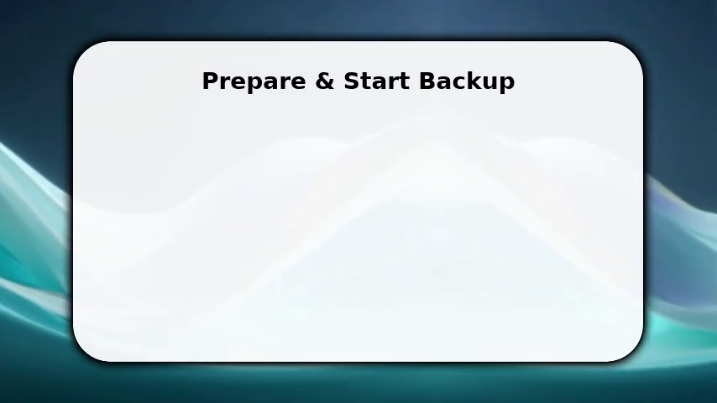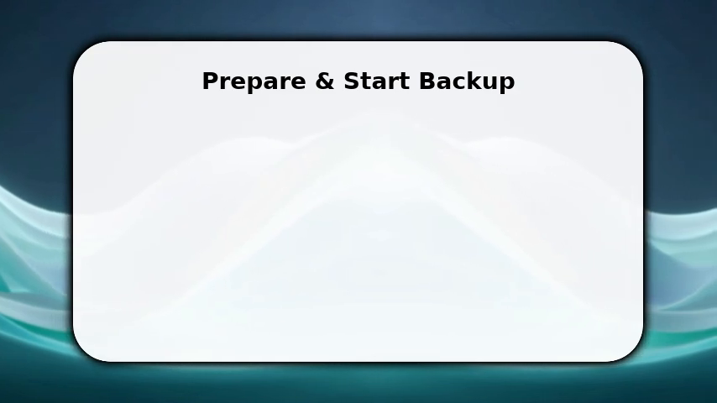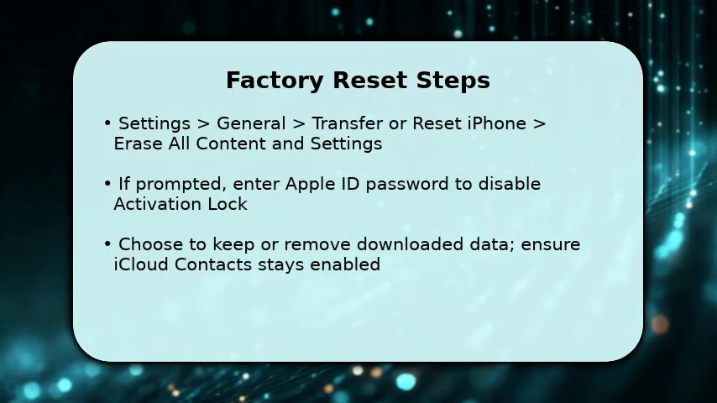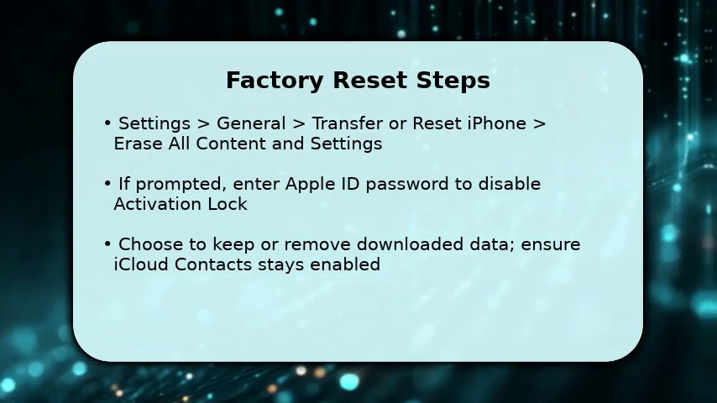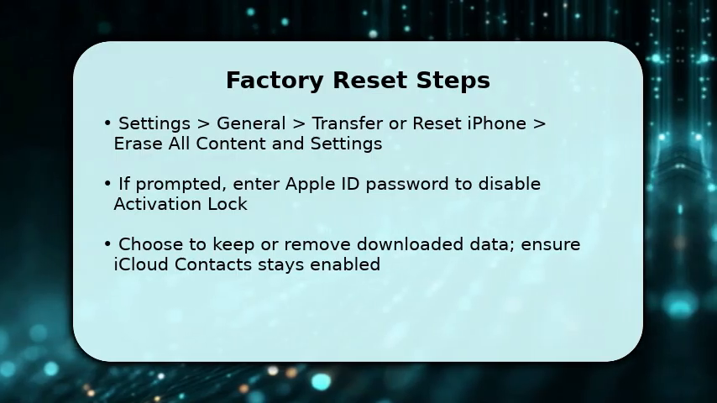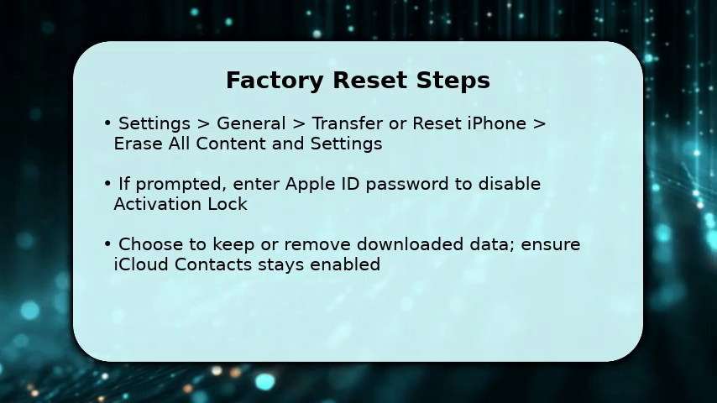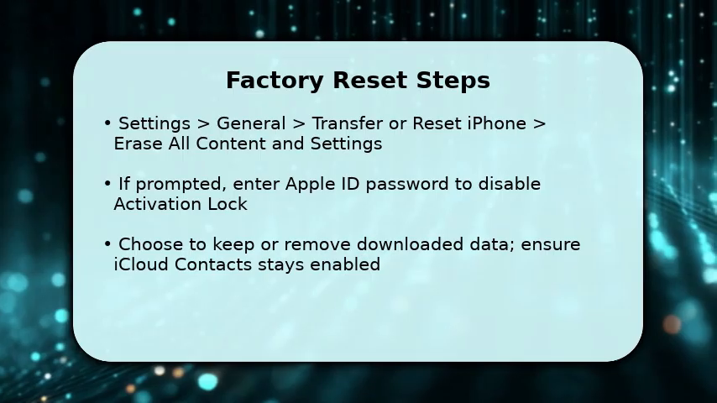Alternatively, create a local VCF export or an encrypted Finder backup as a safety copy. You will now perform the reset. Go to Settings, General, Transfer, or Reset iPhone, and choose Erase all content and settings. Once you confirm, enter your passcode and your Apple ID password if requested to turn off activation lock. This is why you logged in first.